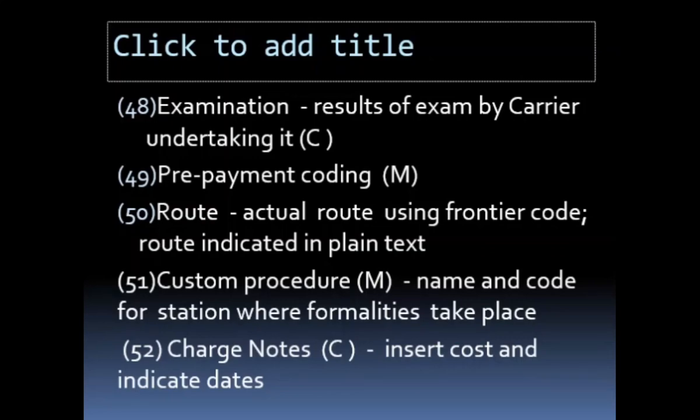Number 51, which is part 51, customs procedure, is mandatory. If goods are being shipped or exported, the name and code for the station where these formalities take place have to be stated on the consignment note. That is, the forwarding station where the declaration was made and customs did the due diligence to the document and approved it to be forwarded. Part 52 is about charge notes, and this is where costs are inserted and dates are indicated.